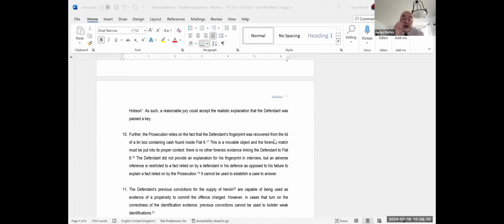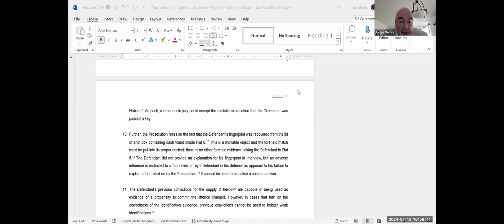Further, the prosecution relies on the fact that the defendant's fingerprint was recovered from the lid of the tin box containing the cash found inside Flat 6. This is a movable object, and the forensics match must be put into its proper context. There is no other forensic evidence linking the defendant to Flat 6.